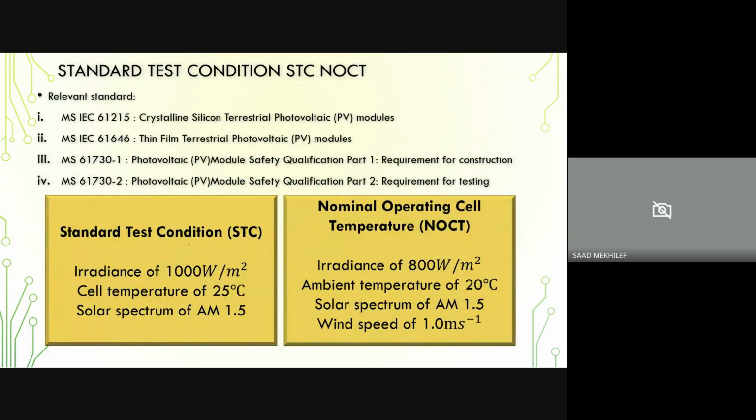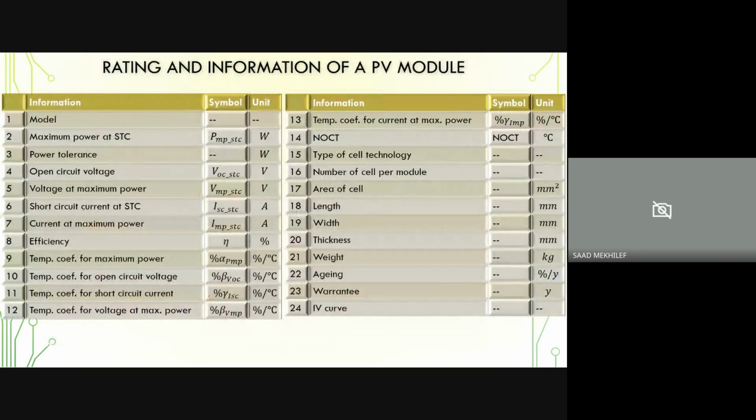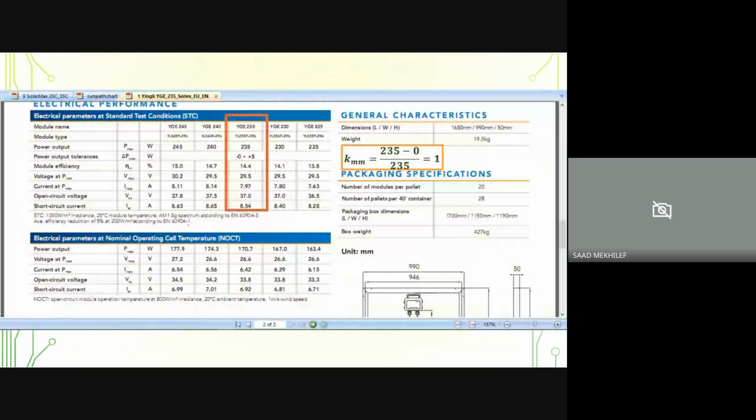Okay, all right. I think I mentioned the STC. I've explained this, but these are the standards. When we see all this data that we receive, it always follows the standard, the STC, which is 1000 watt per meter square, 25 degrees, and AM. AM is the air mass, which is 1.5.